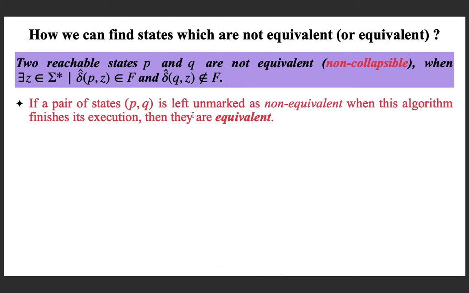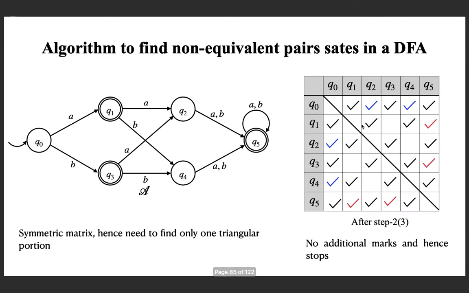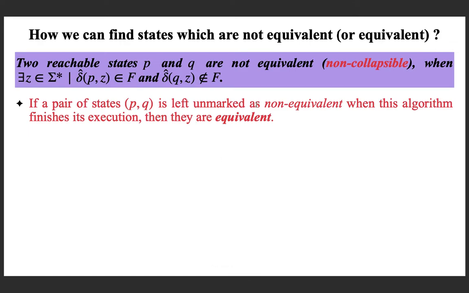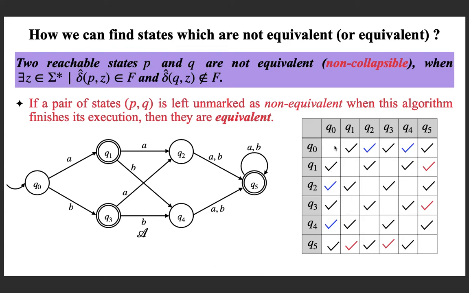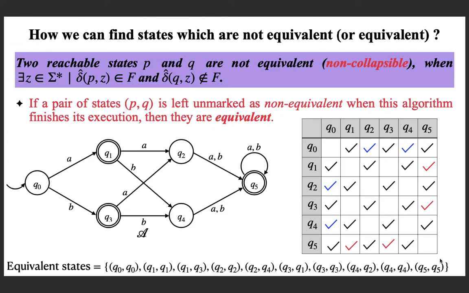And if a pair of states PQ is left unmarked as non-equivalent, if you look at this pair Q3 Q1 or Q1 Q3, it is left as unmarked. If a pair is left unmarked when this algorithm finishes execution, then they must be equivalent. For example, all these pairs are equivalent because there is no string distinguishing them. And these are the equivalent pairs of states.